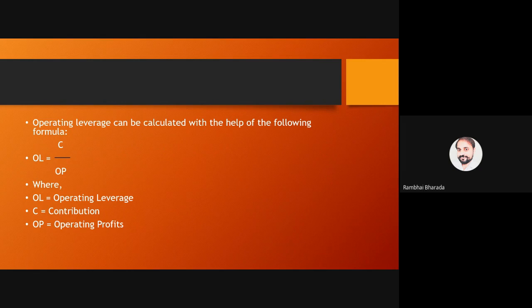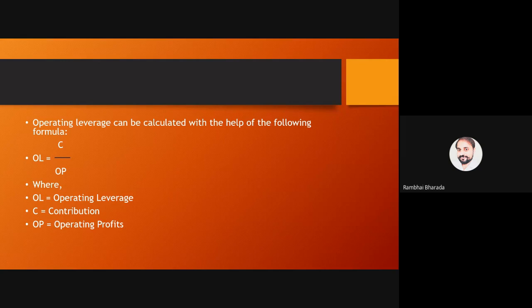Everyone, I request all of you to please write down the formula. Formula for operating leverage: OL is equal to C upon OP. Here C stands for contribution and OP stands for operating profit. In some practical questions, contribution is given to you directly. In some, it is not given to you. So in that case, you need to find the contribution.